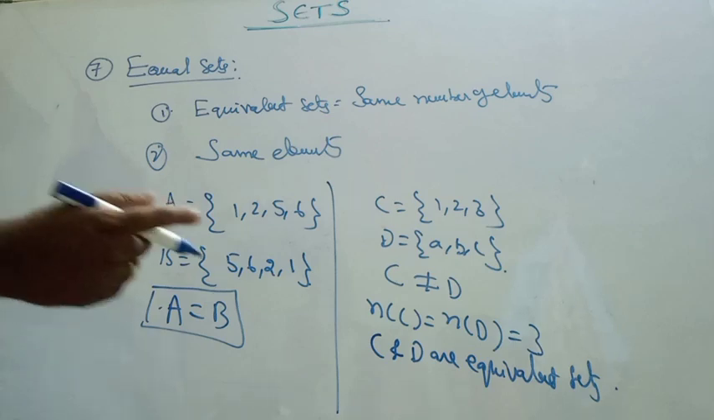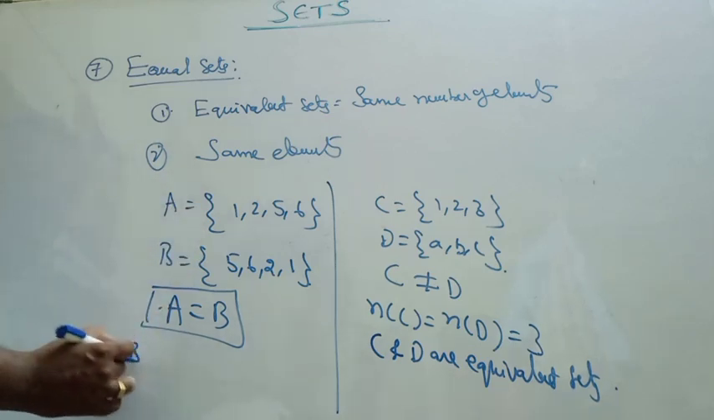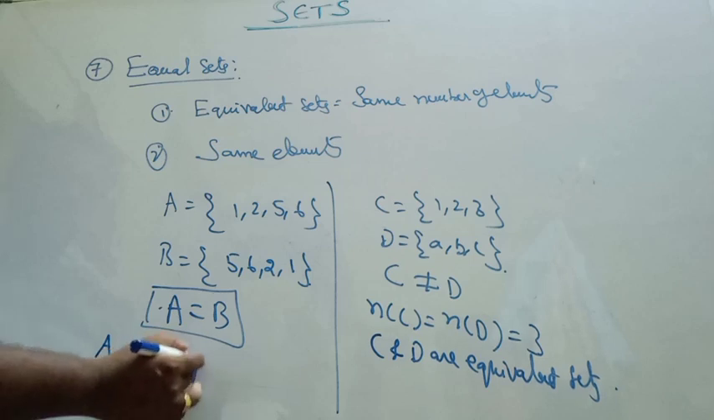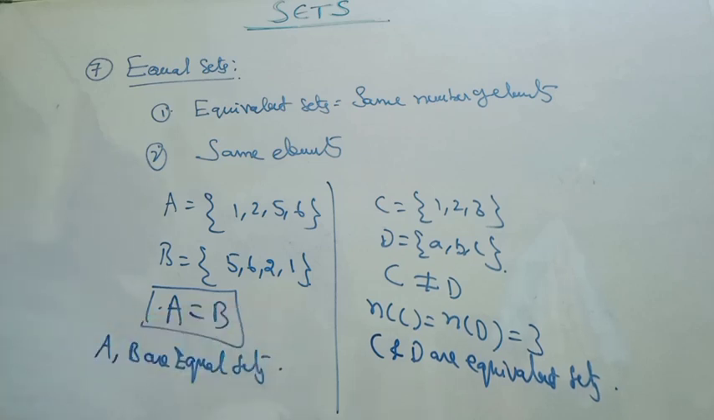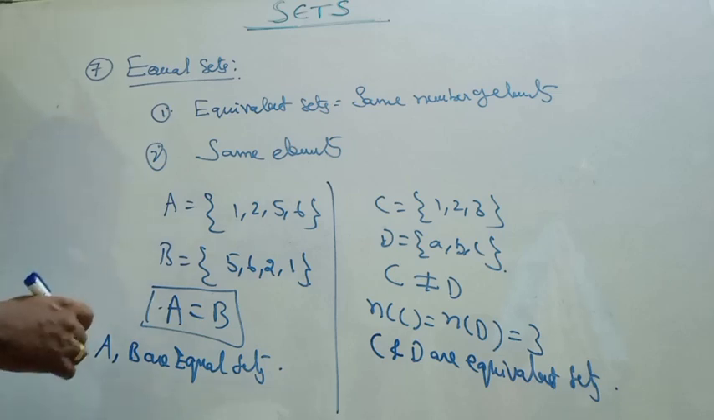That is the difference. Here A and B are equal sets. That is the difference between equal sets and equivalent sets. Equivalent sets means they have the same number of elements. Equal sets means the sets have the same number of elements and the same elements. That is what you call equal sets, my dear students. These are the definitions of equal sets and equivalent sets we have discussed.